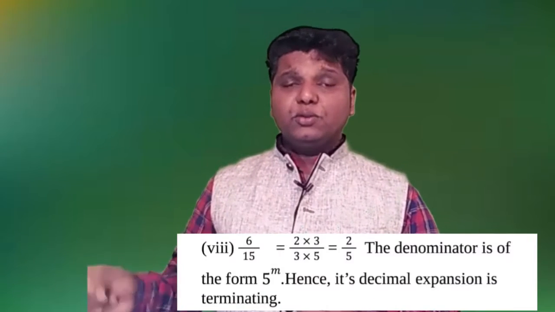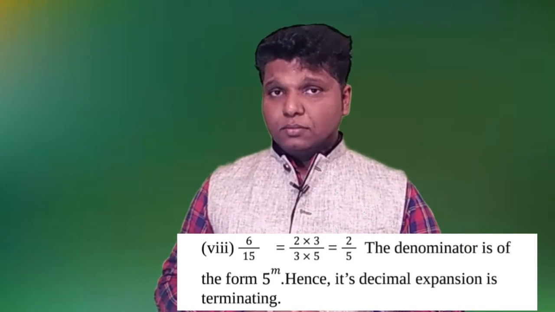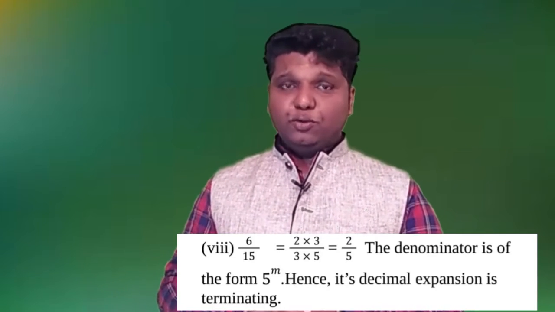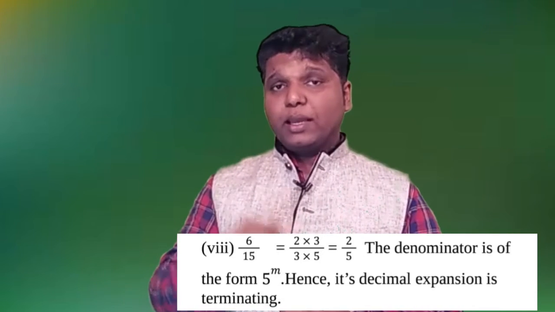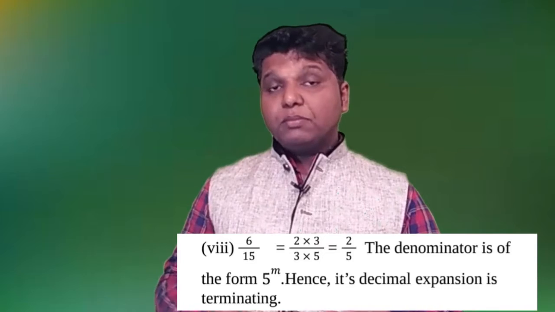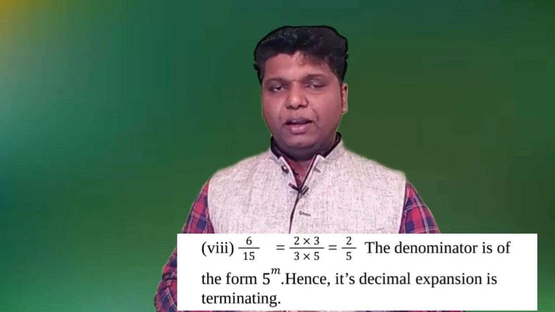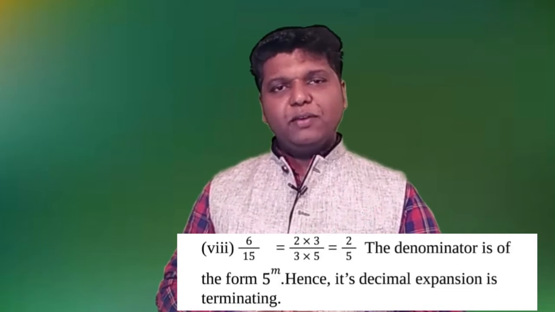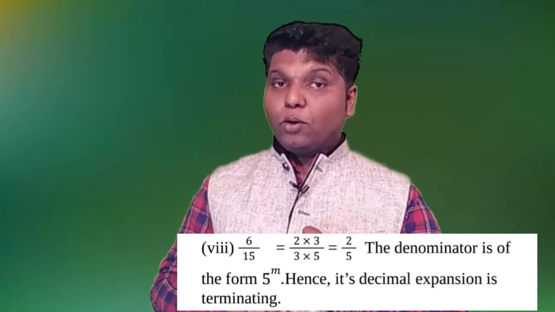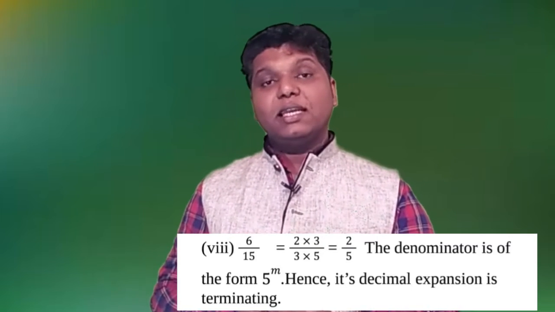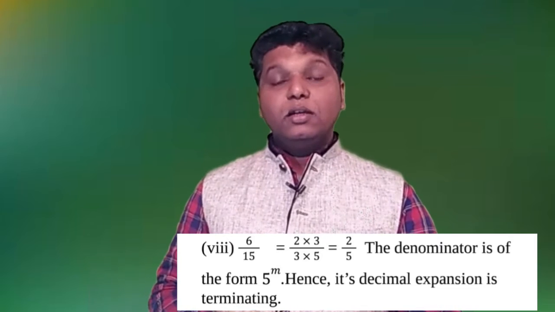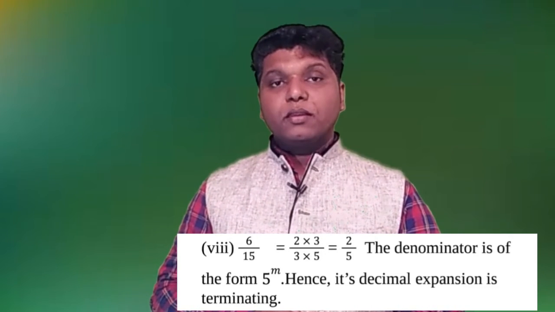Okay, 6 divided by 15. It's not of the simplest form, right? Because 6 can be expressed as 2 into 3. What about 15? It can be expressed as 3 into 5. Now, on the numerator and denominator, 3 is common. You can cancel them. Now, the simplest form becomes 2 by 5. It became 2 by 5. Now, tell me. The denominator part is 5 alone. I told you initially, if it is 2 alone also it's okay. If it is 5 alone also it's okay. And if it is a combination of 2 and 5, then also we will say it is terminating. So here it is 5 alone. So we can say this decimal is also going to terminate.